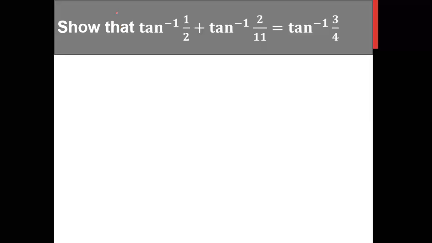So this is your first problem of today's session. You have to show that tan inverse 1 by 2 plus tan inverse 2 by 11 is equal to tan inverse of 3 by 4. So which formula do you have to use, students?